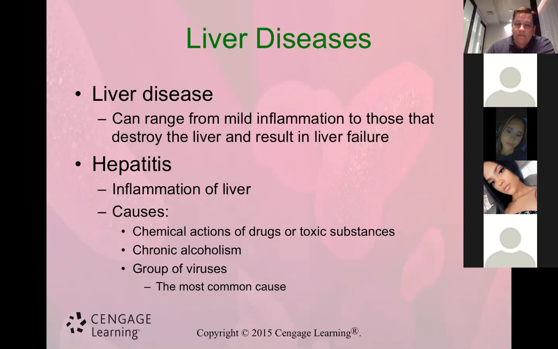Liver diseases now. Liver diseases can range from mild inflammation to those that destroy the liver and result in liver failure, like hepatitis A, hepatitis B, hepatitis C, alcoholic damage to the liver, or alcoholic hepatitis.